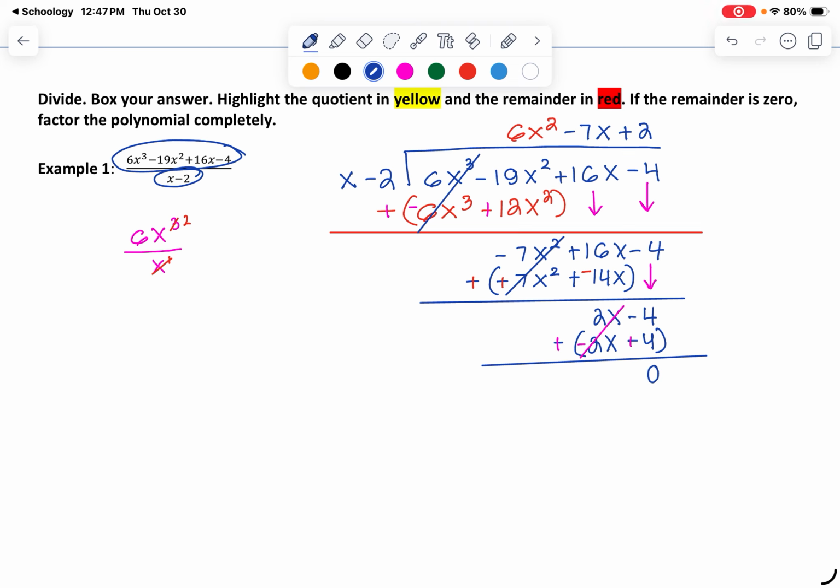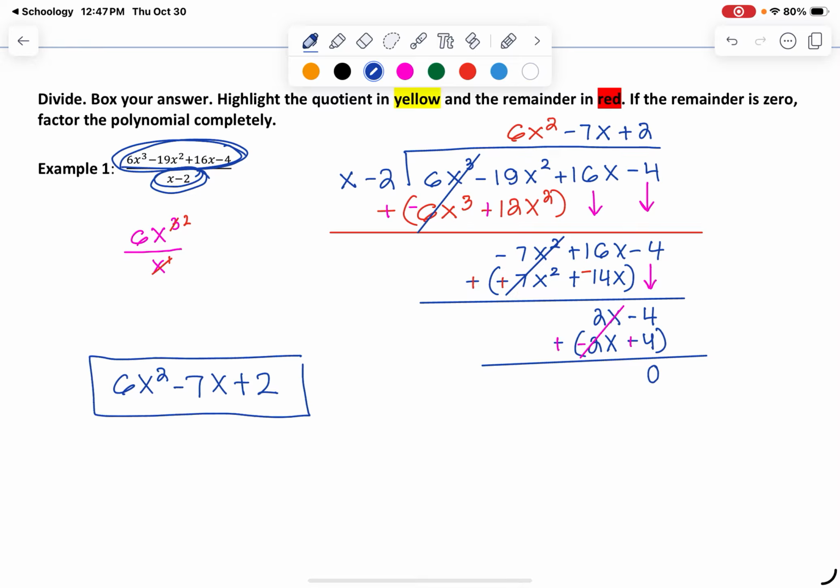So what is this divided by this? It is 6x squared minus 7x plus 2, okay? The directions also say to highlight the quotient in yellow. This is my quotient, okay? And the remainder in red. This is my remainder, okay? Or you could have highlighted in your answer. This is my quotient. There is no remainder, okay?